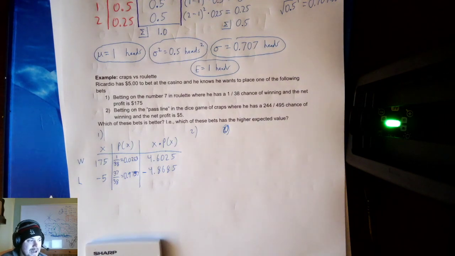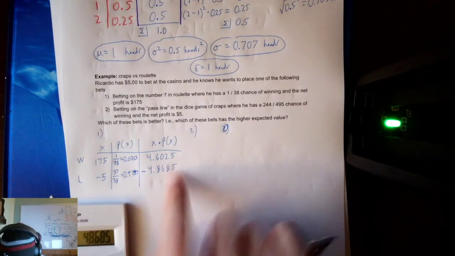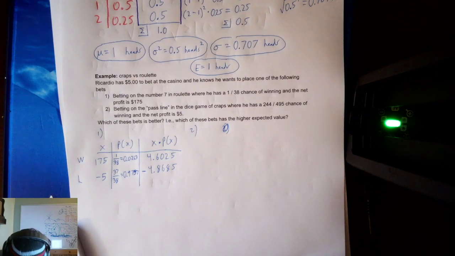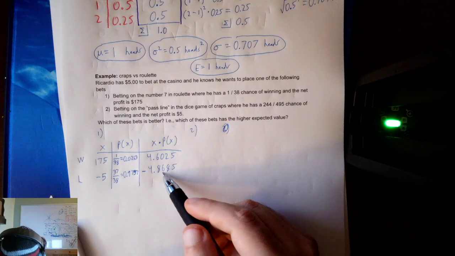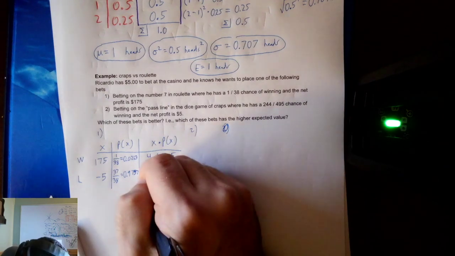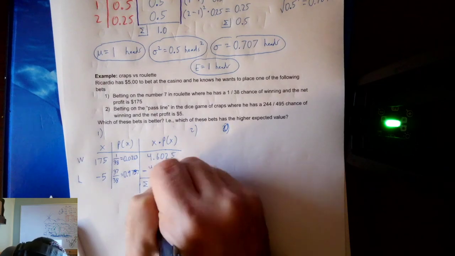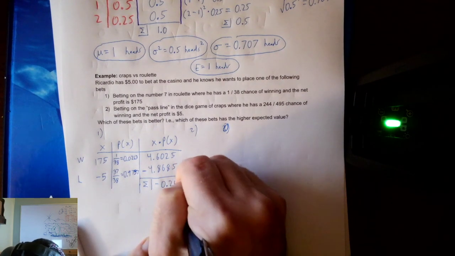So, I get my 2 different values. And so now I need to add them together, but I need to be careful. One of these numbers is negative. So when I add them together, 4.6025 plus negative 0.8685, when I add them together, I get negative 0.266.